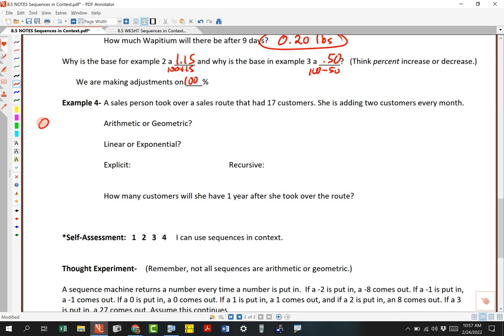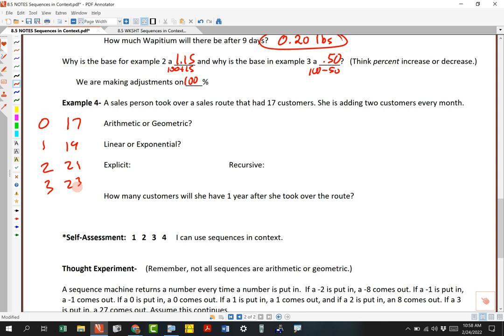Danny, do you agree? Yep. 1 month later. Allie, how many customers does she have a month later? 19. Cooper, what about after 2 months? After 2 months, 21. 3 months, Tristan? 23. Is that enough to figure out what the pattern is?